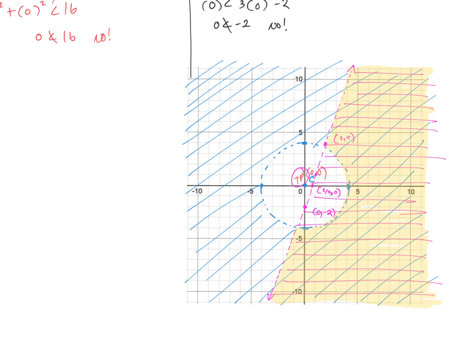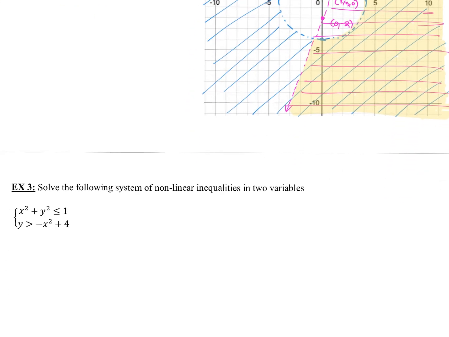All right, so there we go. And that is our solution. Kind of neat. Okay, so now let's go ahead and take a look at example 3.